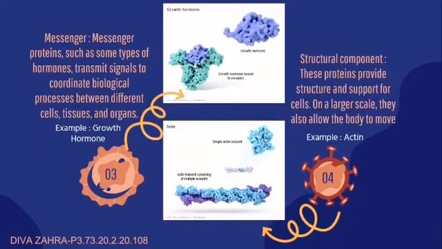The third is messenger. Messenger proteins, such as some types of hormones, transmit signals to coordinate biological processes between different cells, tissues, and organs. For example is growth hormone. The fourth is structure component. These proteins provide structure and support for cells. On a larger scale, they also allow the body to move. For example is actin.